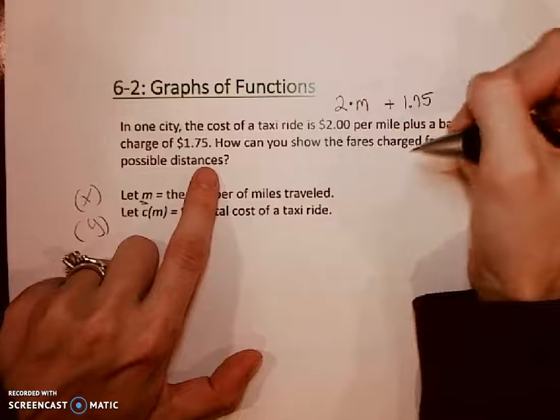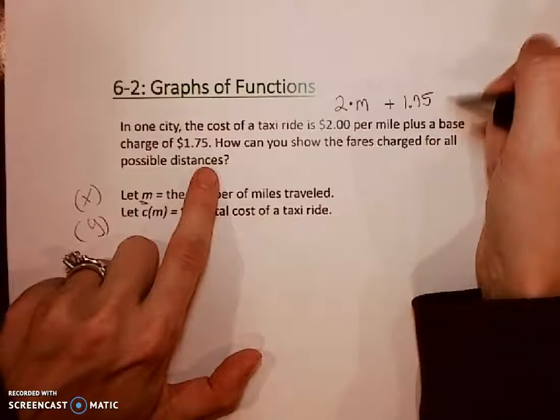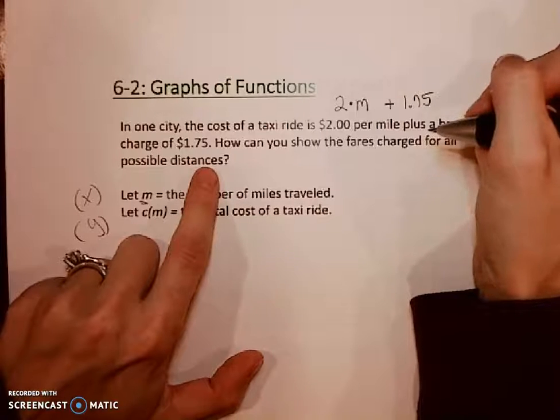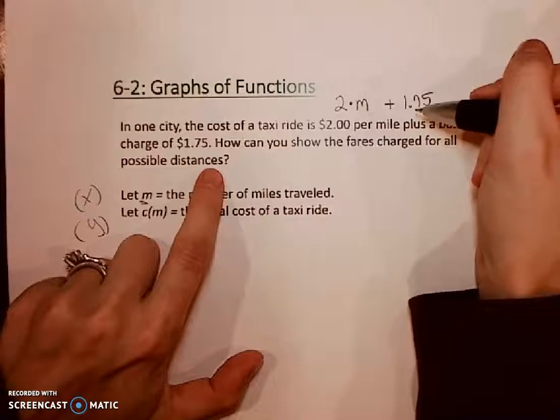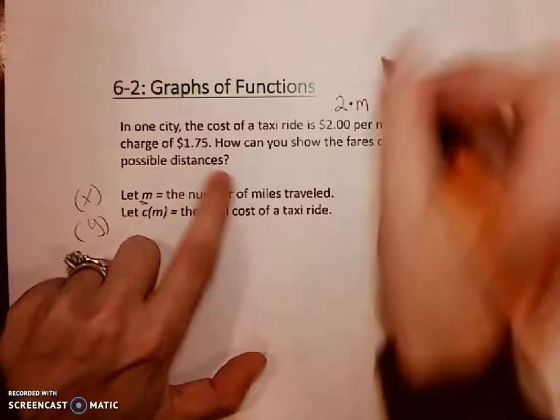It doesn't matter how far I go. Okay, I can go once around the block, $1.75. I can go 2 feet and decide, nah, forget it. I don't want to take this taxi around the city. And instead, I could go 0 miles and still have to charge $1.75. So that's called our constant, okay? So this here would be my function then.